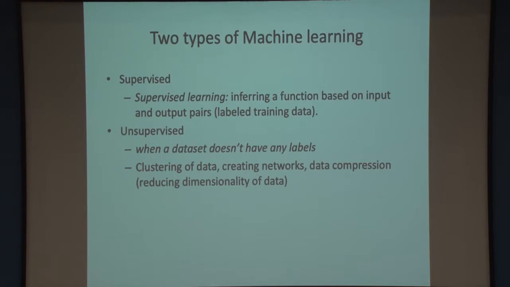There are 2 basic types of machine learning. The first one is called supervised learning, which infers a function based on input and output pairs. That's what you just did. There's also unsupervised machine learning, which is when you have a data set that doesn't have labels. It's a little bit more complicated and involves finding patterns by clustering data, creating networks, and trying to reduce the dimensionality of data. I will not be talking about that, but I wanted you to know that there are other kinds of machine learning.